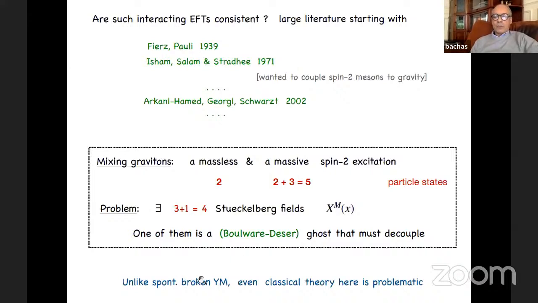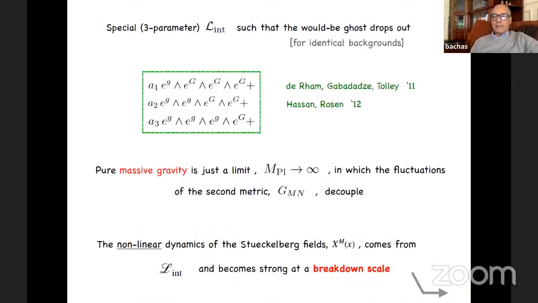So unlike spontaneously broken Yang-Mills, where if you play the same game, the classical theory is fine, it's the Higgs with infinite Higgs mass. Here, even the classical theory is problematic. Now, there is a huge literature. There is a whole community that has thought about the problem. And there was a nice progress 10 years ago by de Rham, Gabadadze, and Tolley, who managed to write down a 3-parameter interaction Lagrangian in which the ghost drops out, classically at least, and for identical backgrounds, say both AdS.